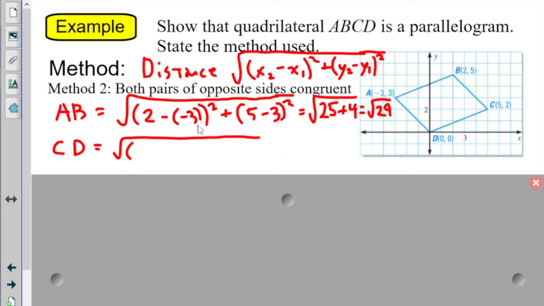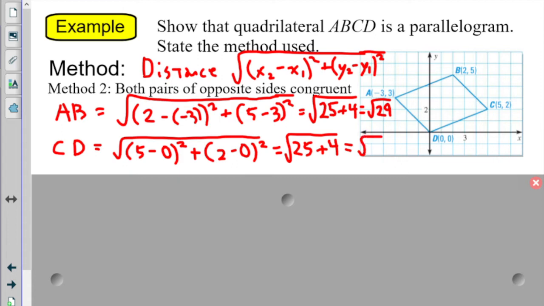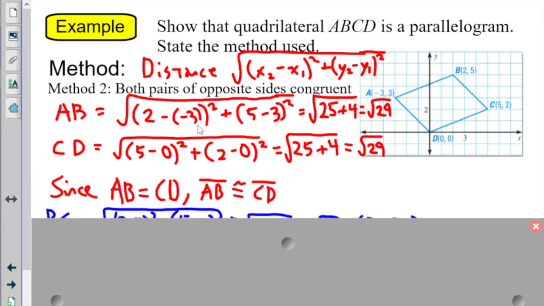For C to D, we subtract our x-coordinates. Our x-coordinates are 5 and 0, squared, plus subtract the y-coordinates. The y-coordinates are 2 and 0. Subtract them, squared. And that'll give me 5 minus 0 is 5, squared is 25. And then 2 minus 0 is 2, squared is 4. And lo and behold, 25 plus 4 is 29, which means that those two sides are congruent since they have the same distance.